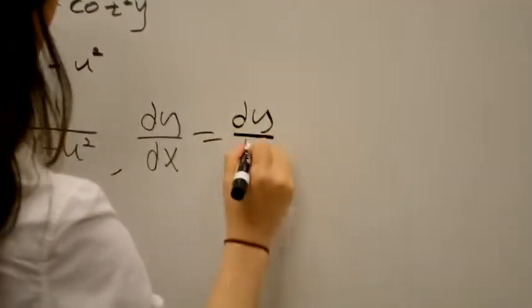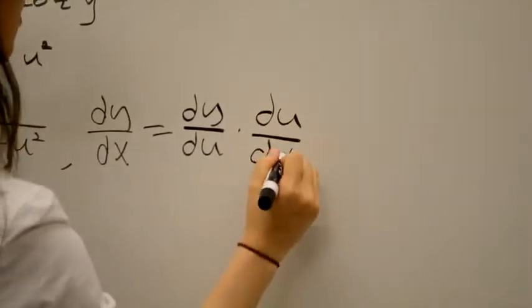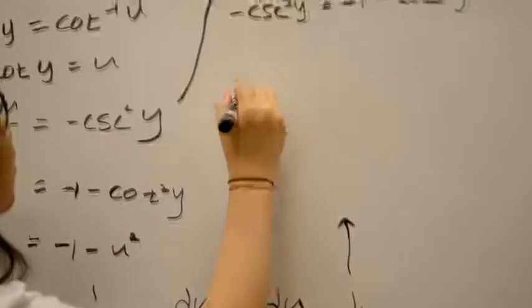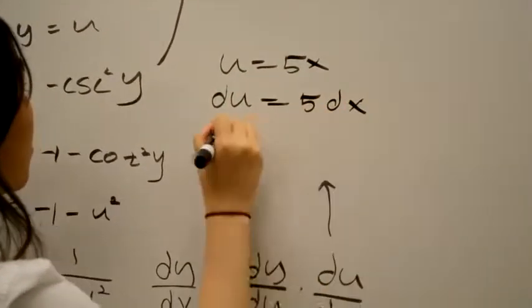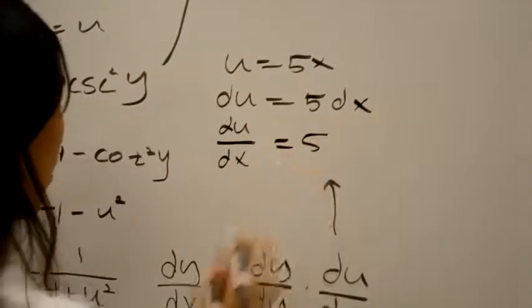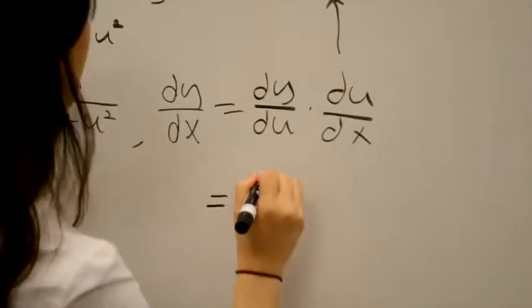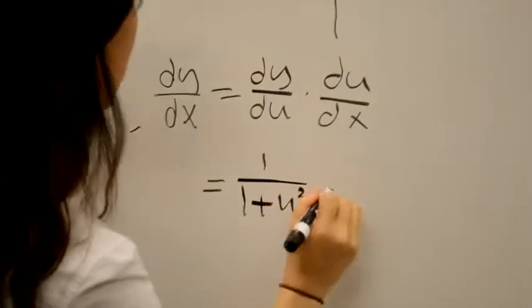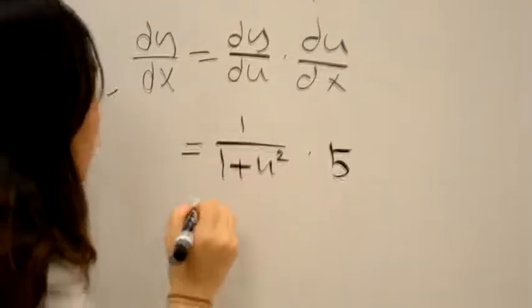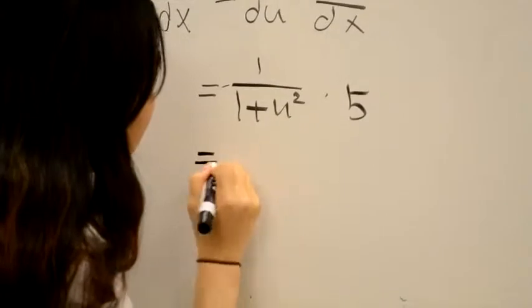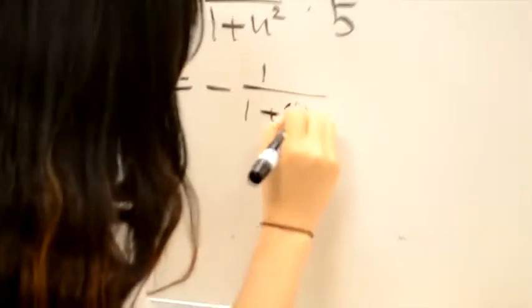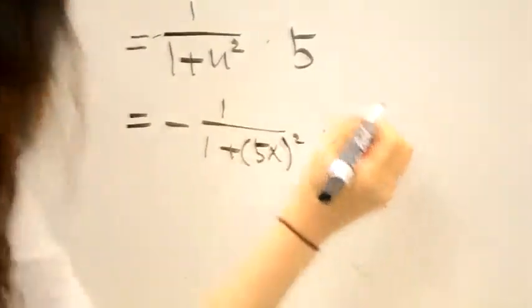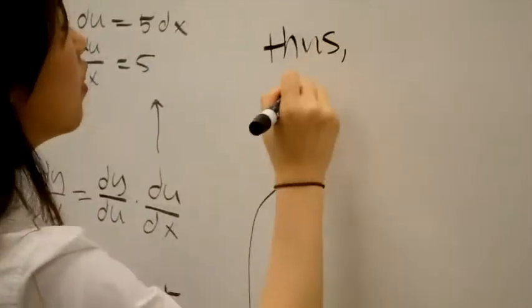Now to get dy/dx, we also have to multiply it by du/dx. So we have to get du/dx first, which is going to be 5. So now all we need to do is plug in the u equation in terms of x and multiply it by du/dx, which is going to be 5. That gives us negative 5 over 1 plus 5x squared.